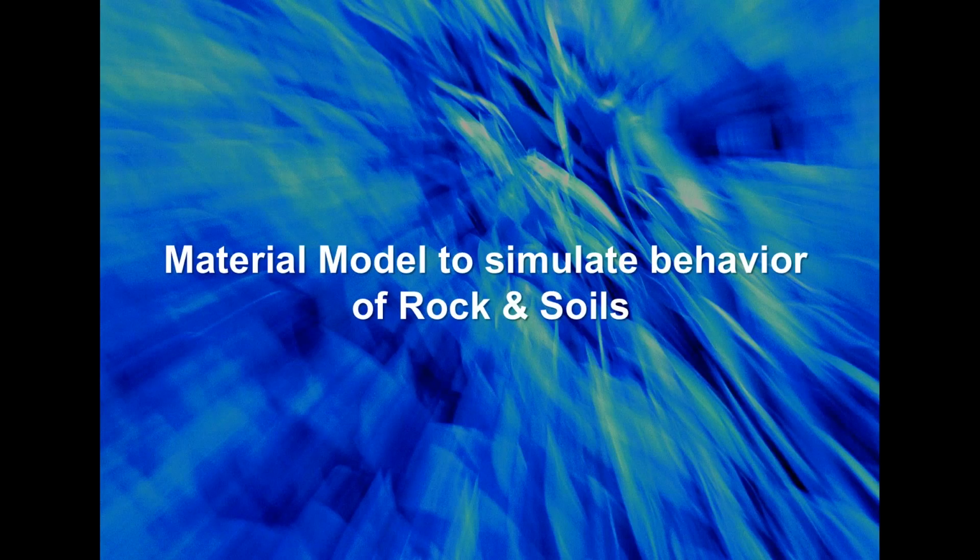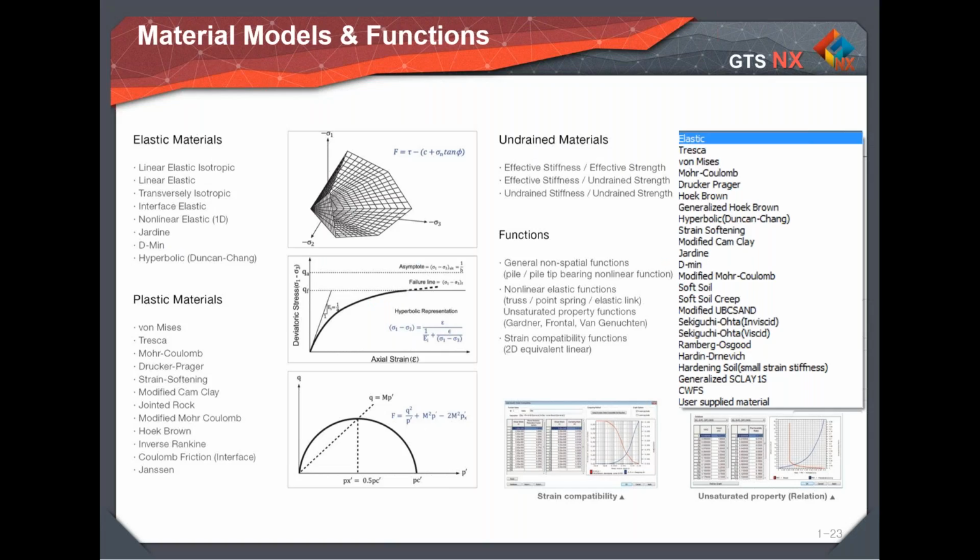One question always asked whenever you check any geotechnical program is what material models are there to simulate the behavior of rock and soils. On the right-hand side of the presentation is a screenshot from the latest version of GTS NX. You can find that almost all the standard material models like elastic, Tresca, Mohr-Coulomb, hardening soil, and small strain are available. Even the latest material model for tunneling, CWFS, cohesion weakening friction strengthening, has recently been incorporated in our latest version of GTS NX.